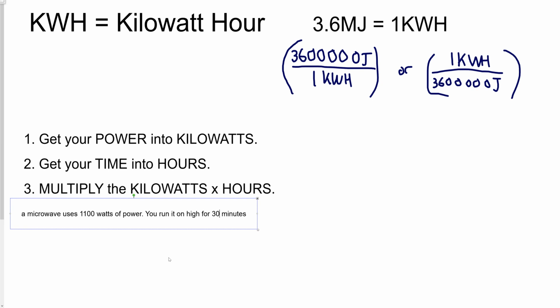Let's make it a non-nice and rounded number. Not 350 minutes. If you're nuking something for that long, I question your cooking skills. Okay, so a microwave uses 1100 watts of power. You run it on high for 35 minutes. How many kilowatt hours?